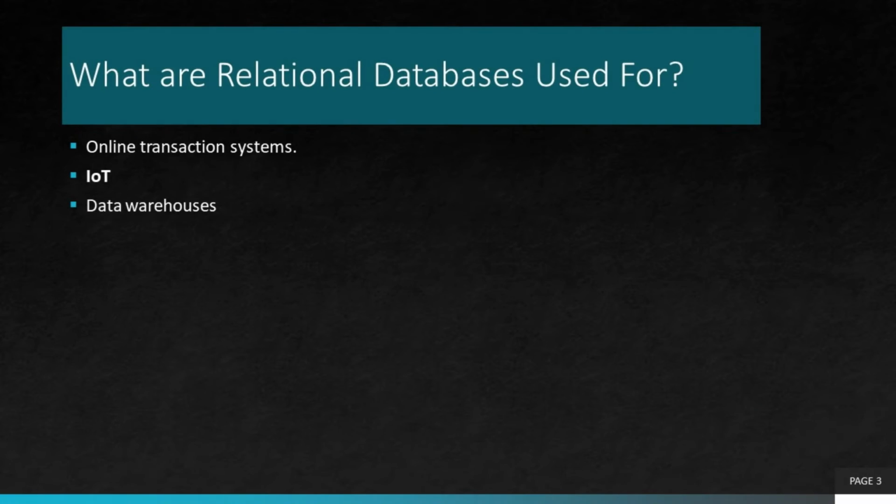Now you may be wondering, what are relational databases used for? So there are many use cases and I'll be just giving you a few of them, right? So one of the main ones is online transaction systems. The database supports many users as well as frequent queries needed in online transactions. You also have IoT. Relational databases are lightweight and have the processing power needed for edge computing.